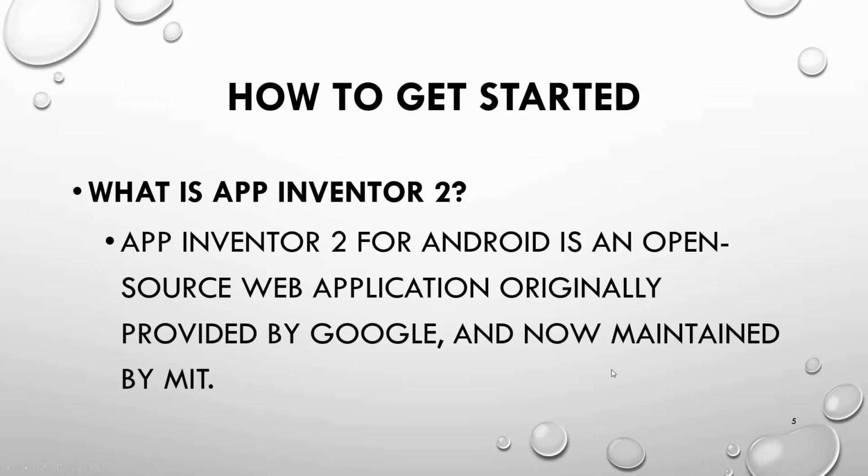So, what is App Inventor 2? Now, notice the first thing it says there is it's open source, which means that no one technically owns it. You can download all of the associated code for Android App Inventor 2 if you want to. Now, App Inventor 2 was originally created by Google, but it's been taken over and is now maintained by MIT, which is the Massachusetts Institute of Technology.